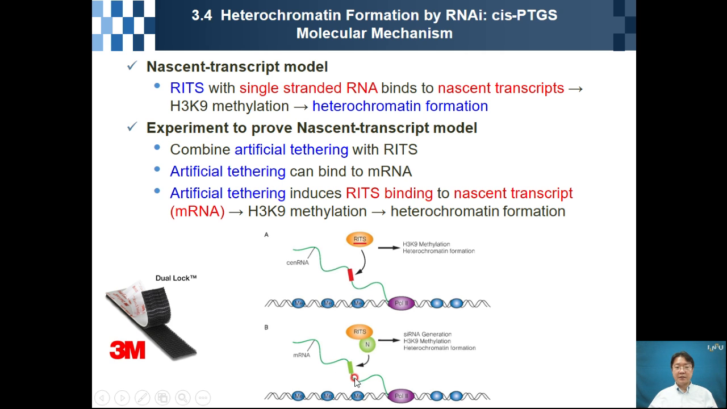In this case, this is mRNA. In these cases, we also observe the H3K9 methylation here, and we also observe the heterochromatin formation in this region. So this is the experiment to prove the nascent transcript model. We used artificial tethering. In this RITS, they don't have the single-stranded RNA. This artificial binding initiated H3K9 methylation and also induced heterochromatin formation.